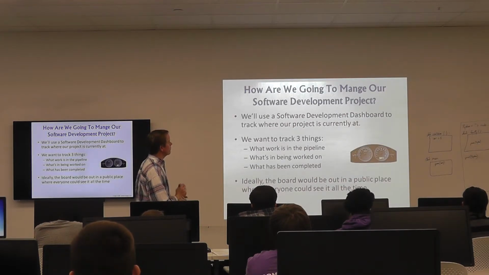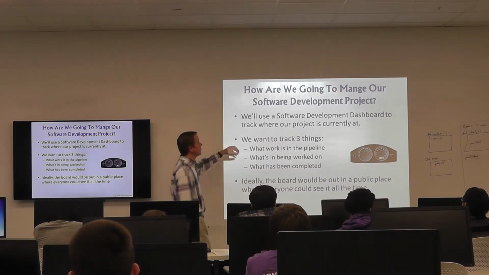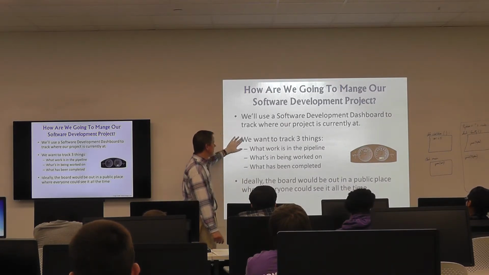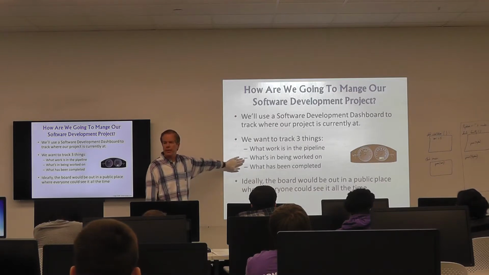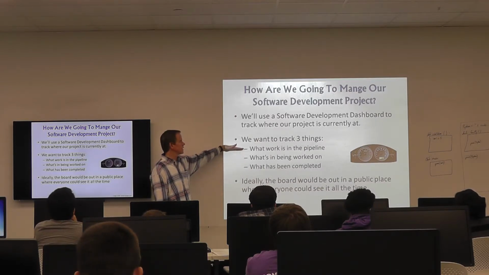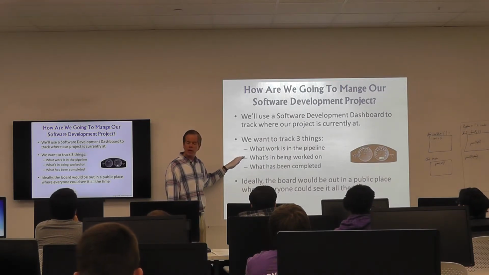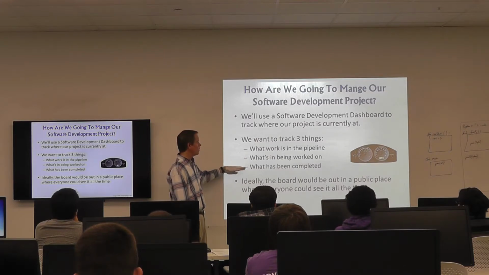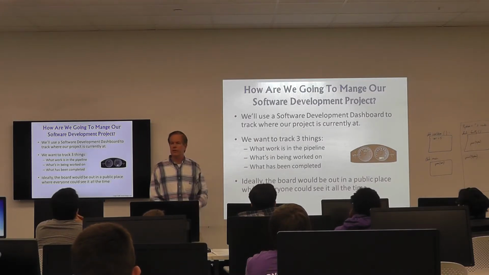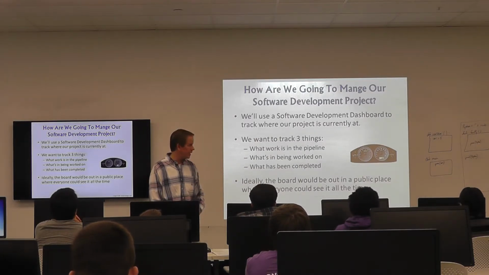So how are we going to manage our software development projects? We'll use a software development dashboard to track where our project is currently at. We really want to track three things with the dashboard, okay? First, what work's coming? We're not necessarily working on it, but how much of a backlog do we have? What are people actually working on right now? And, by the way, what kind of work has actually been completed? What's already been taken care of?